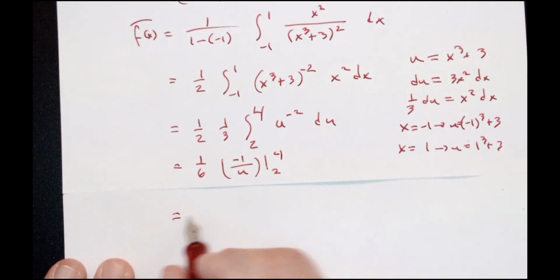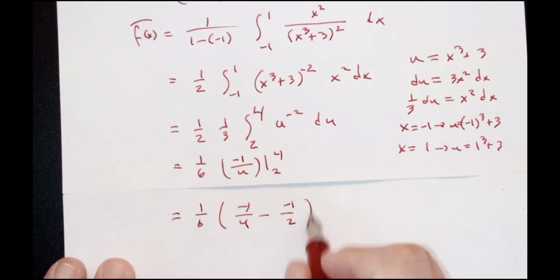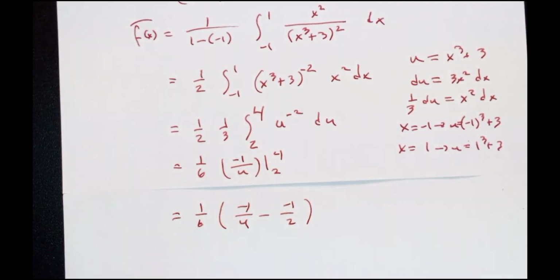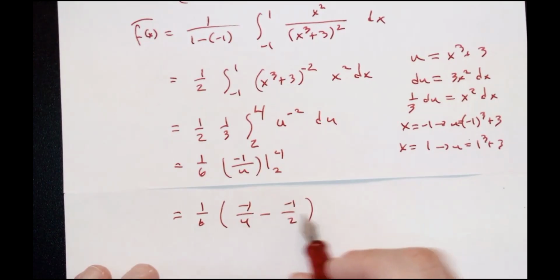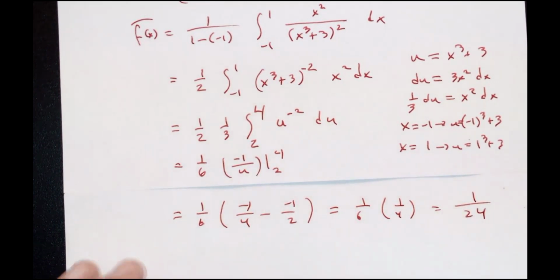So I get 1/6, -1/4 minus -1/2. Negative and negative becomes positive. So this is -1/4 plus 1/2, which is 1/4. So I get 1 over 24. Make sense? Other questions?